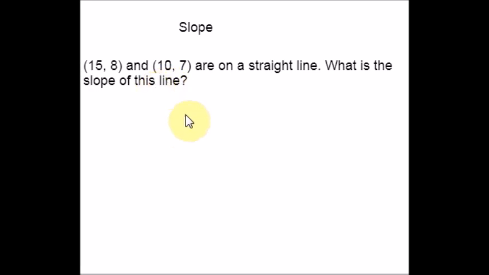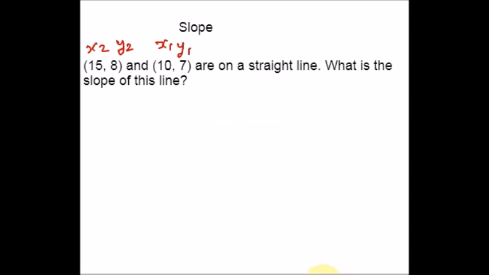So step 2. Select one to be x1, y1 and the other to be x2, y2. It doesn't matter which we choose. So let's take 15, 8 to be x2, y2. Let's take the point 10, 7 to be x1 and y1. Third step is to use the equation, the formula, to calculate the slope. Once we have completed step 2, we are now ready to calculate the slope using the equation of the slope.